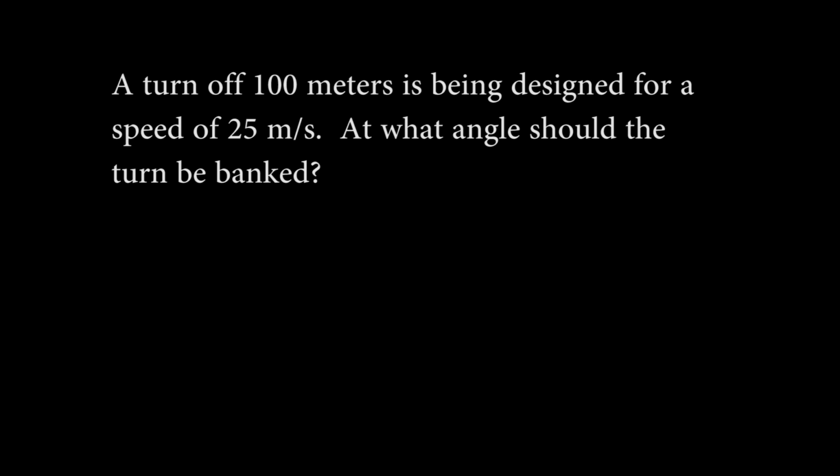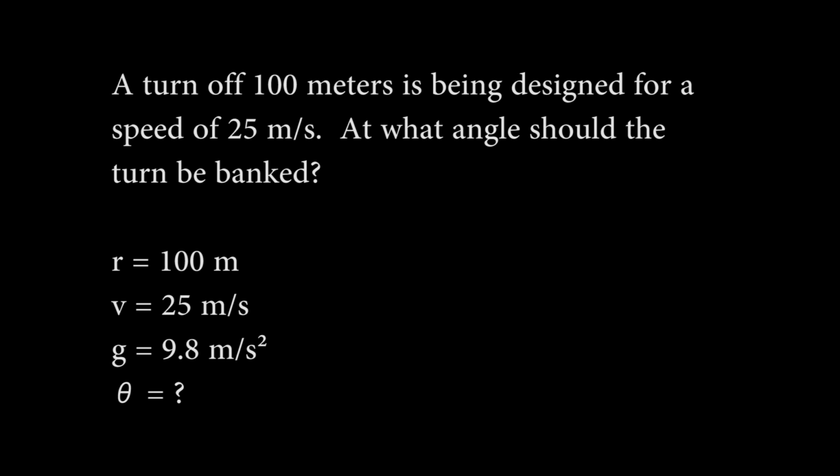A turn of 100 meters is being designed for a speed of 25 meters per second. At what angle should the turn be banked? So we know r is equal to 100 meters, v is equal to 25 meters per second, and g is equal to 9.8 meters per second squared, and we're solving for theta, the angle of the curve.